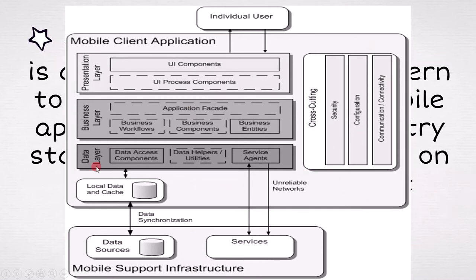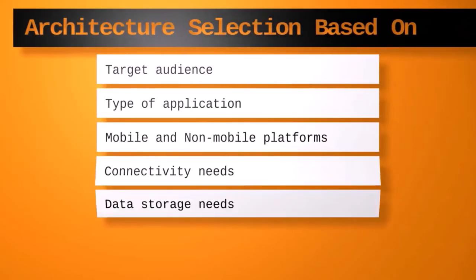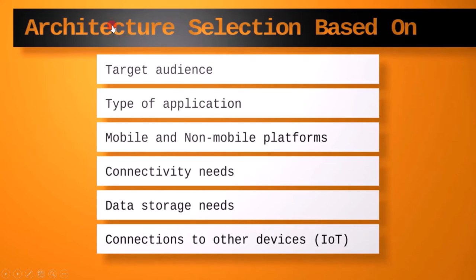This is an example of mobile architecture. A mobile application will normally be structured as a multi-layered application consisting of user experience, business, and data layers. This example is provided just for your reference. Now, let's start with the chapter. To design a mobile application, the architecture plays an important role, and to select which architecture to use, we need to consider these following points: target audience, type of application, support of various mobile and non-mobile platforms, connectivity needs, data storage needs, connections to other devices, including IoT appliances.